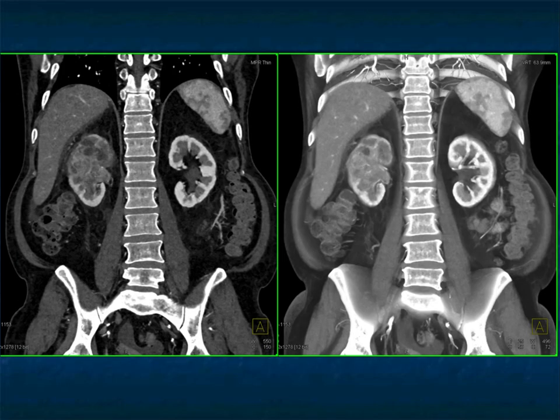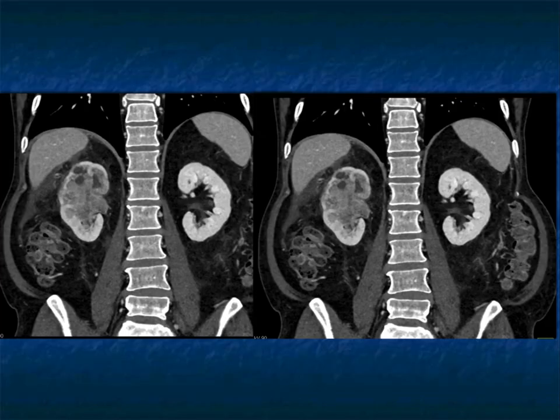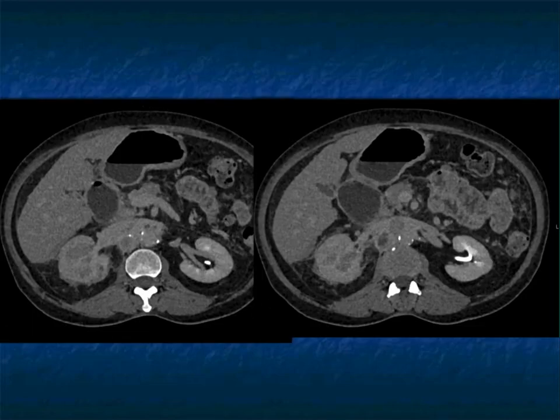Here it is with the 3D volume rendering. And just to show you a few more images, one of the nice things about volume rendering on infiltrating processes, it really gives you a good feel of the true extent of pathology. Here's the coronals. Look at the normal left kidney and compare. Again, a few more images.